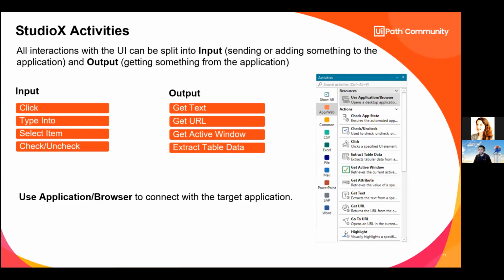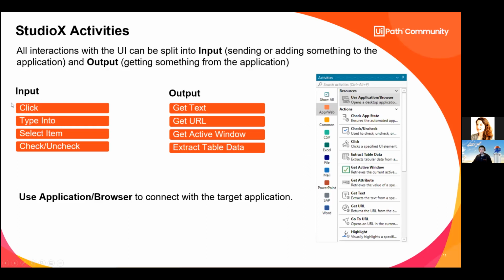So if we are going to use a browser, we use that activity to say which browser we're going to use. If we want to use a desktop application, say a Word file, we use that as well. You're going to see in the next sessions that UI automation is not the only way to automate things. But if we need to use the mouse and keyboard, we are going to use UI automation. So let's go over each activity.